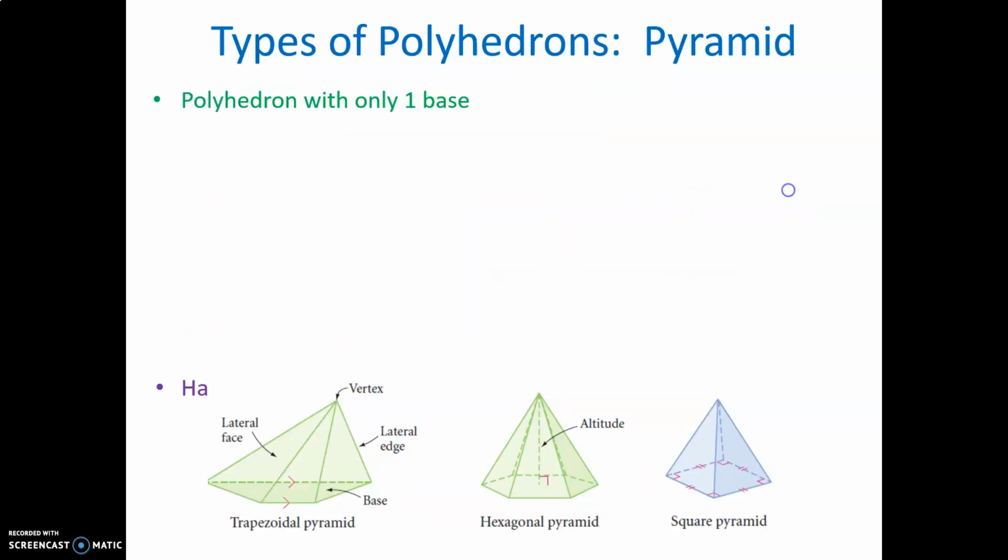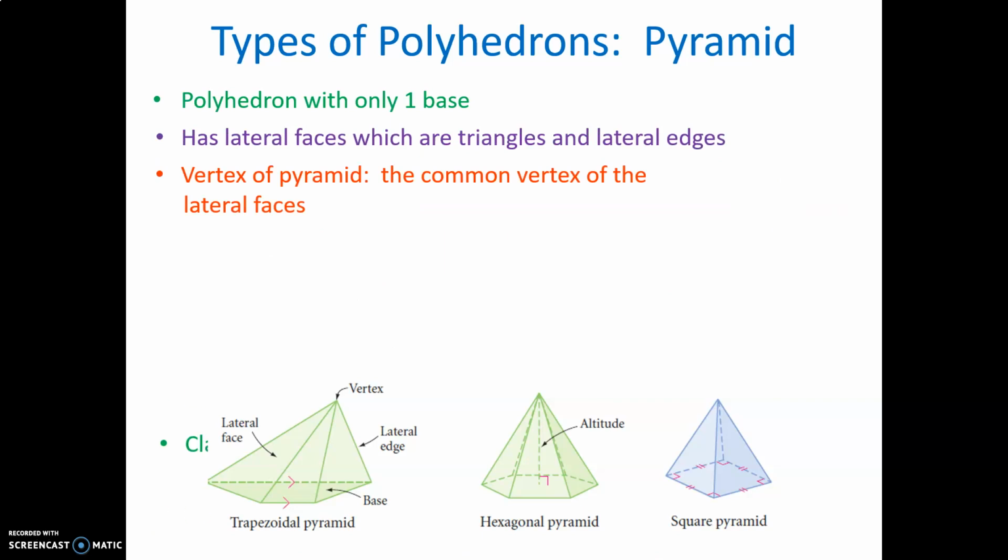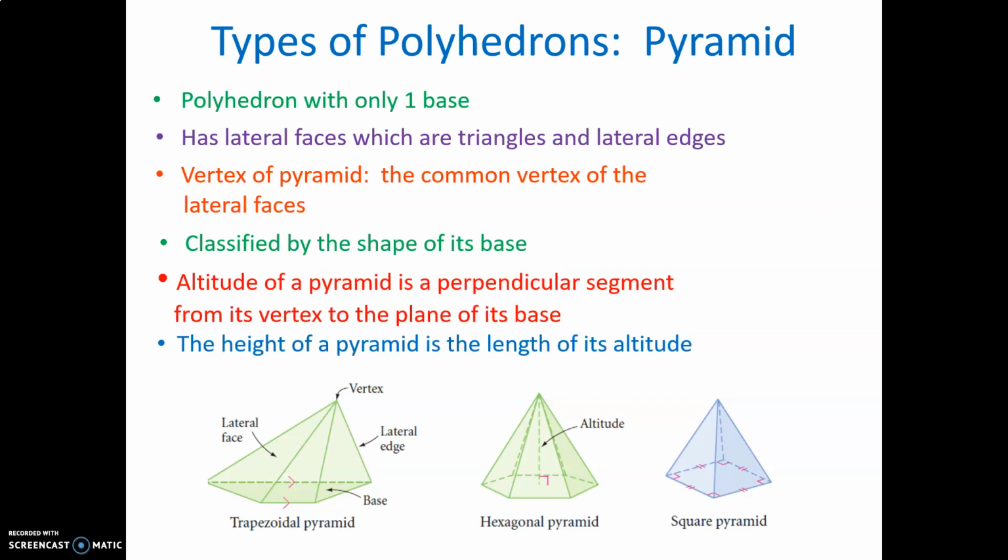There's another polyhedron called a pyramid. You all know these. You probably learned them on Sesame Street or wherever. It has one base. And the shape of that base is what determines the name of it. So on the base here, this is a trapezoid, and so they call it a trapezoidal pyramid. The base here is a hexagon, so that's a hexagonal pyramid. Here's a square at the base, so it's a square pyramid.